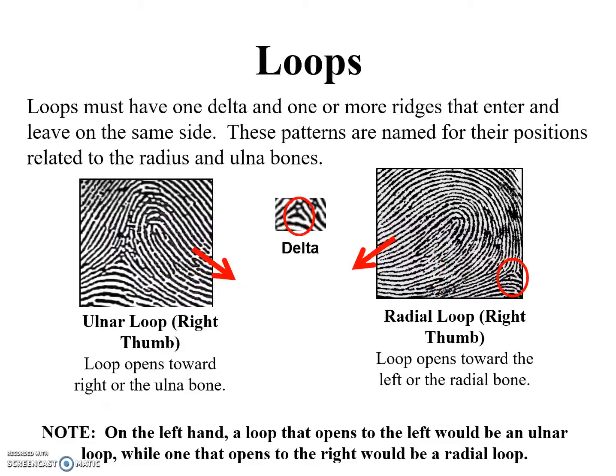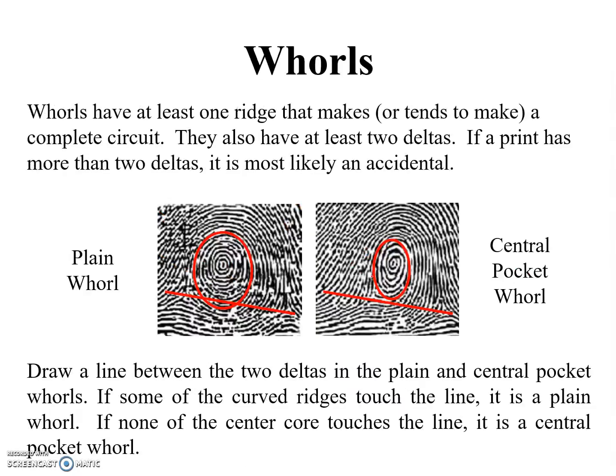When we move to loops, loops shown right here will enter in one side and exit out the same side. When we get to whorls, whorls often have circular patterns in the inside, and they are defined by two deltas, one on each side. If you always look for a whorl, you will always be able to find a delta and a delta.